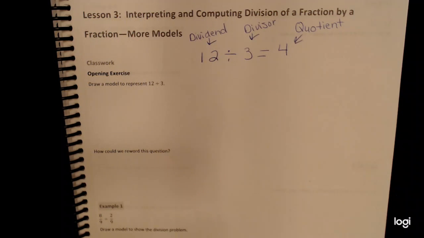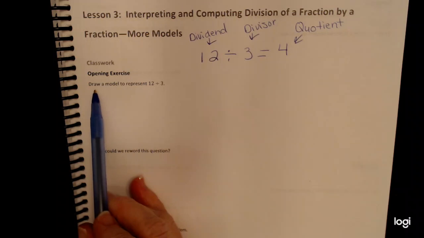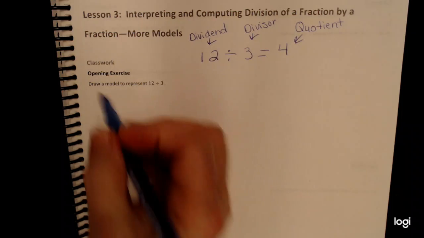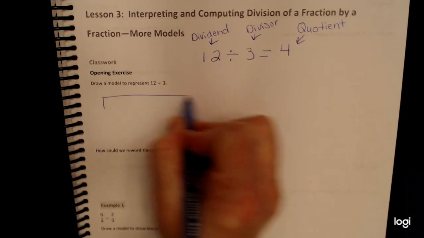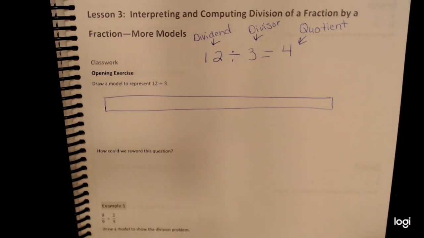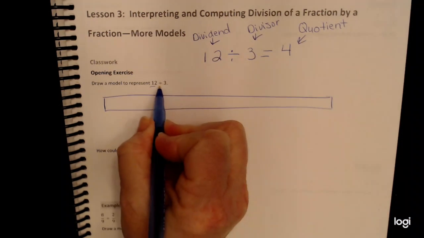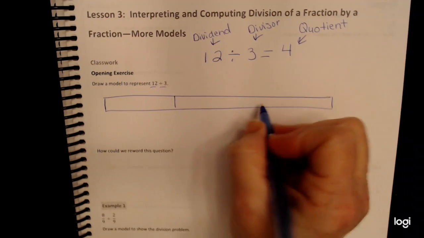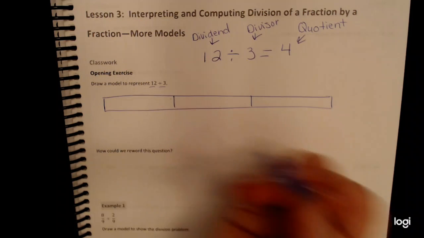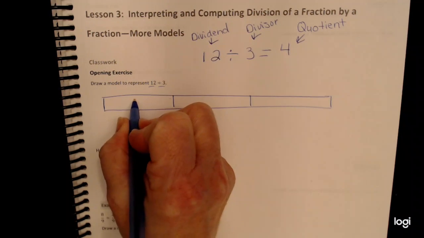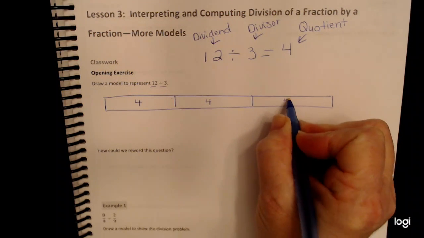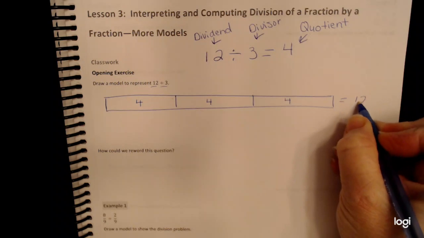Okay, so the first thing we're going to do is make a model, and we are going to draw something that has 12 divided by 3. Well, what I'm going to do is make a large box like this, and this large box of mine is going to represent 12. I'm going to take that 12 and divide it into 3 sections. Well, most of us know if I divide it into 3 sections, that each section is going to have to be equal to 4. 4, 8, 12 will give me the total answer of 12.